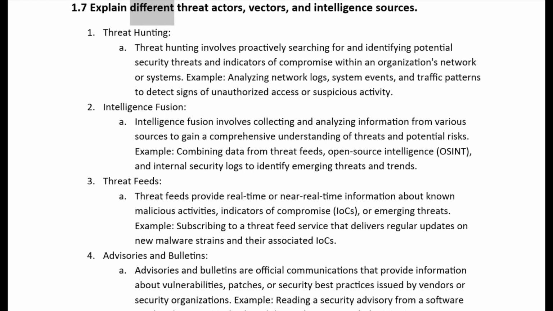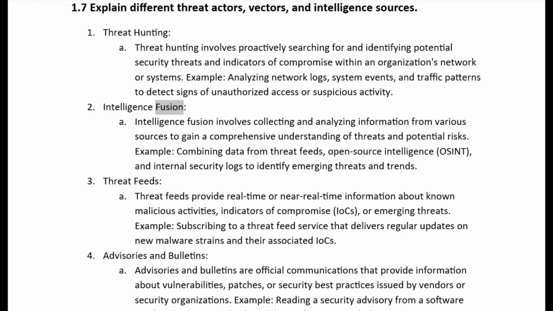1.7 Explain different threat actors, vectors, and intelligence sources. Threat hunting. Threat hunting involves proactively searching for and identifying potential security threats and indicators of compromise within an organization's network or systems. Example: analyzing network logs, system events, and traffic patterns to detect signs of unauthorized access or suspicious activity.